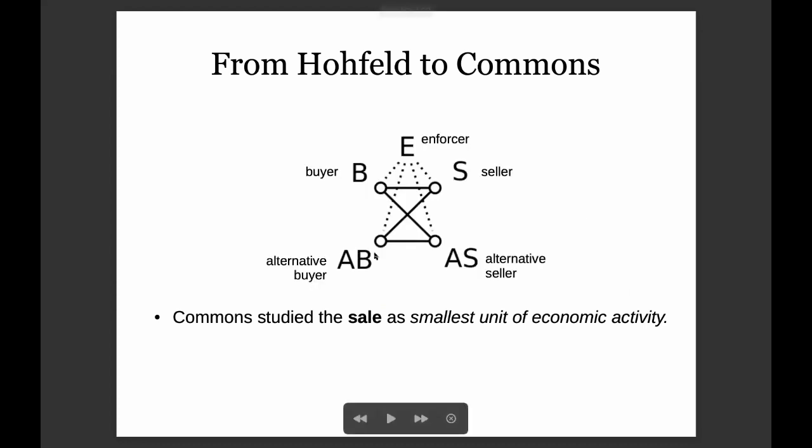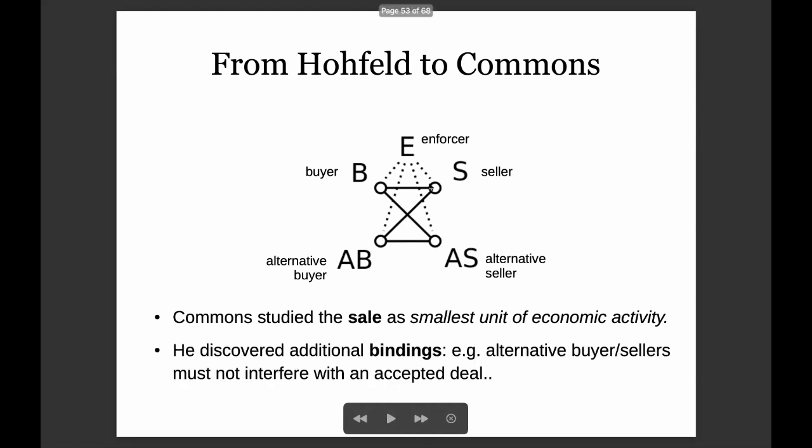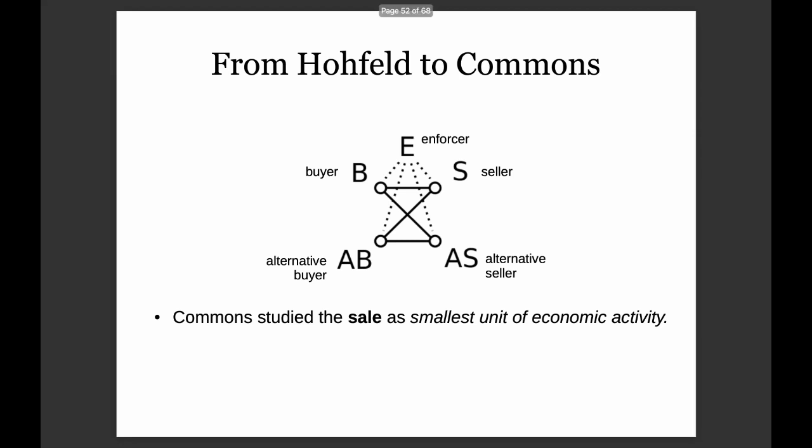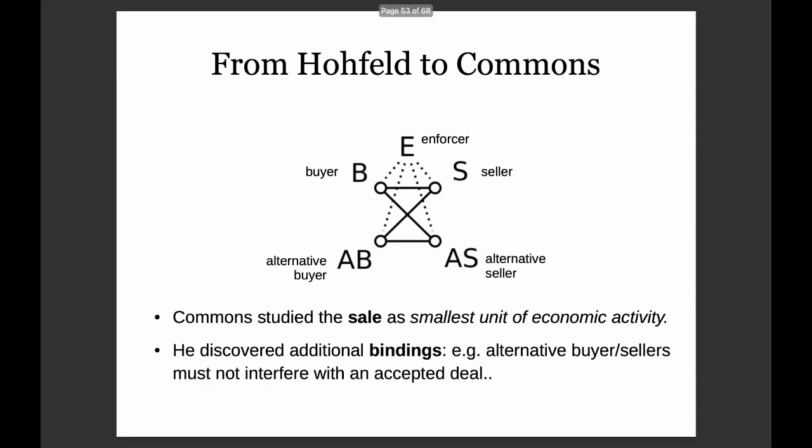However, in a market, there is always at least one alternative buyer and one alternative seller. If not, it will not be a market. If the market is regulated, there is also an enforcer to which parties refer if things do not work as expected. By looking at this core setting, Commons observed that there are additional bindings between the ones that are made explicit by the sale contract.